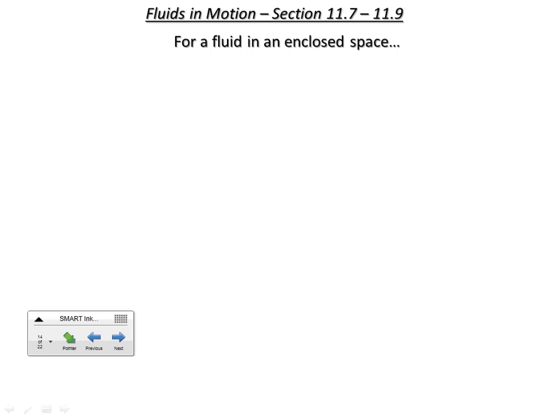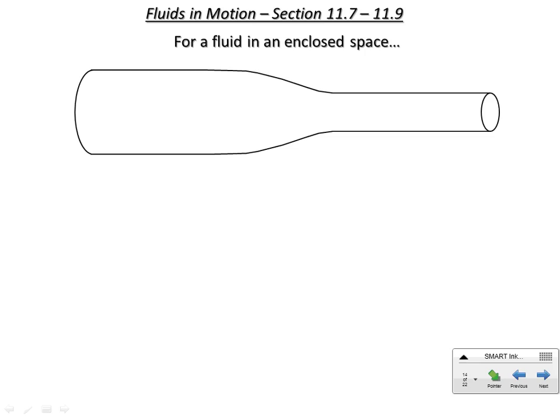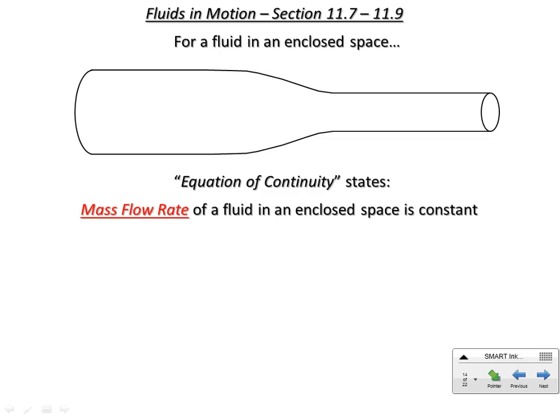We start talking about fluids in motion, fluid dynamics. The first part of this: let's take some fluid in an enclosed space. There's what we call the equation of continuity, and you should be familiar with that terminology. I'll just call it continuity. Continuity says basically that mass is conserved, that the mass flow rate of a fluid in an enclosed space is constant.